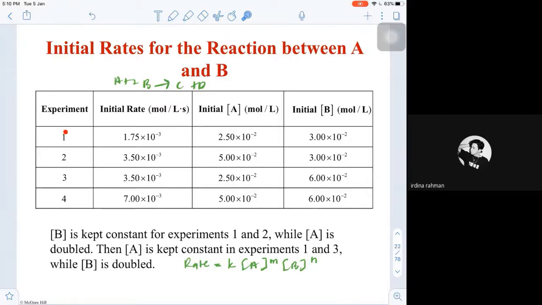So, 1, 2, 3, 4. The concentration of B that are the same is 1 and 2, or 3 and 4. Kena pilih dua eksperimen saja. So, you can choose either 1 and 2 or 3 and 4. Okay, so let's use 1 and 2. Let's use the data in experiments 1 and 2: the concentration of B here, A, and also its rate.